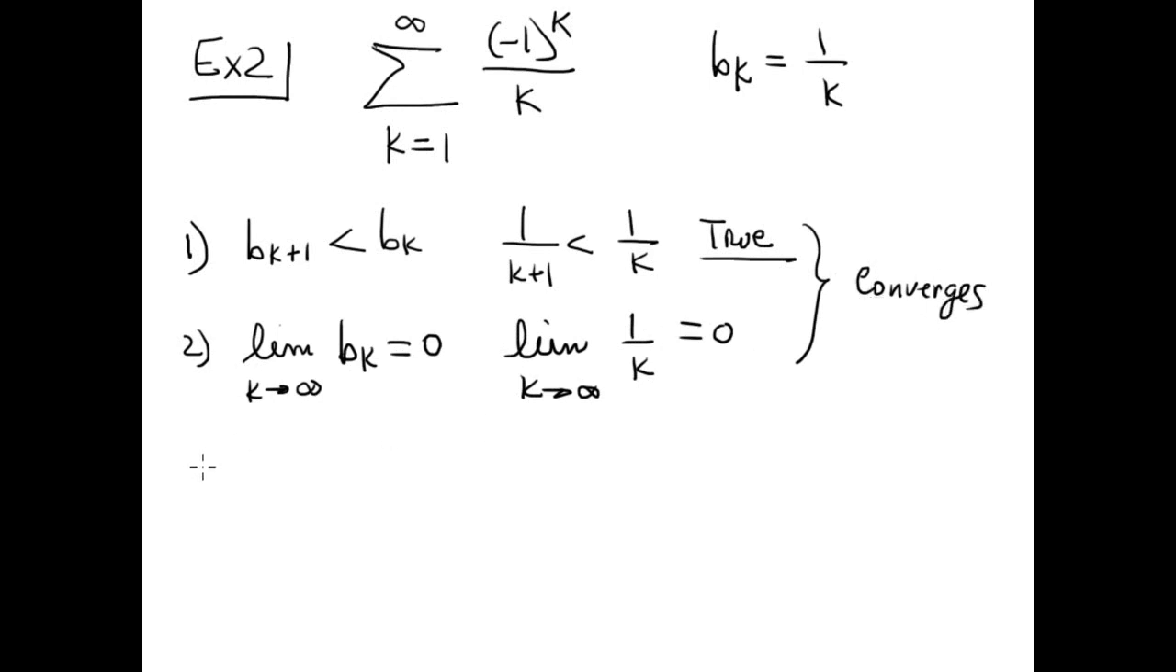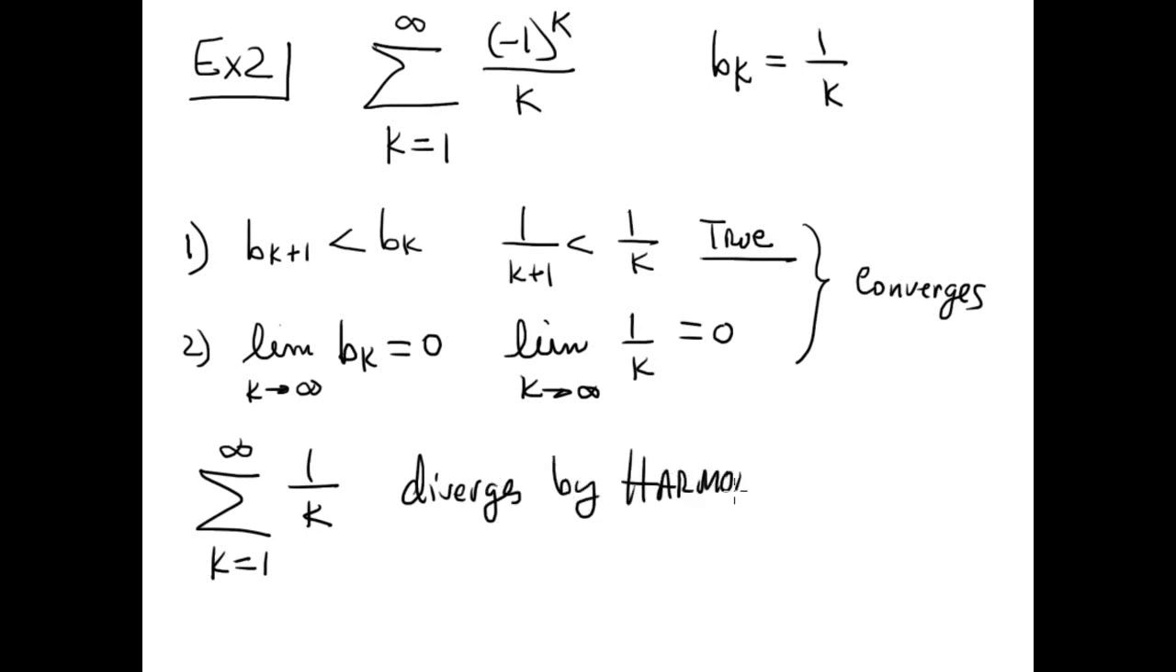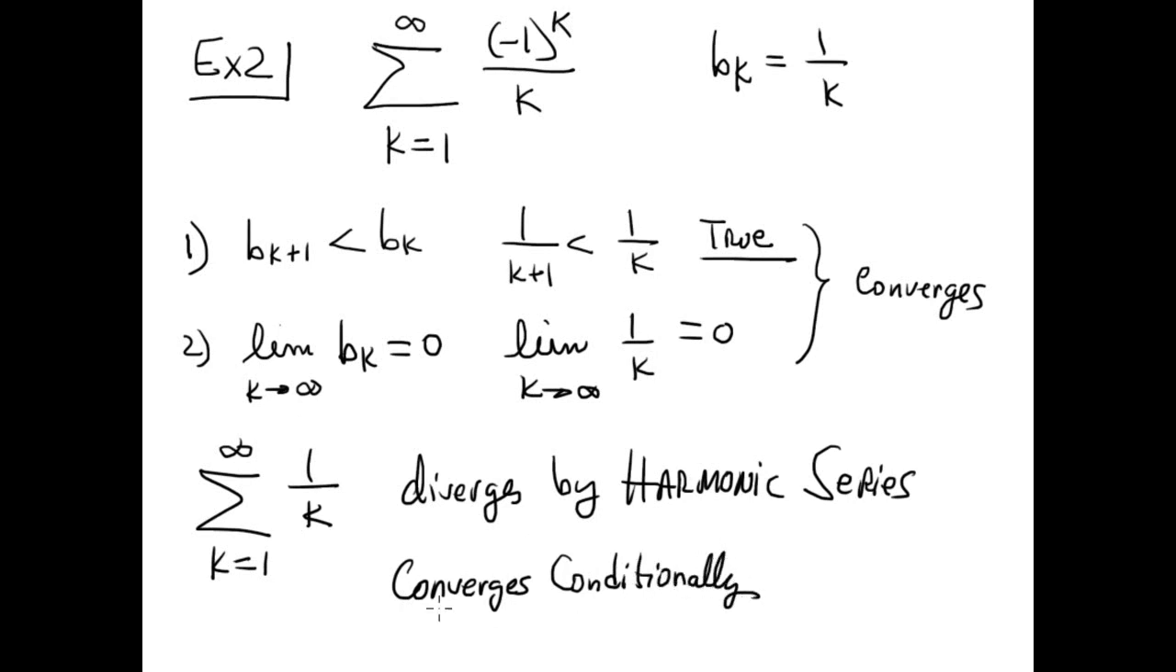However, the non-alternating part, the absolute value series, is 1 over k, and it diverges by the harmonic series. Therefore, this series converges conditionally. Okay, it's easy.